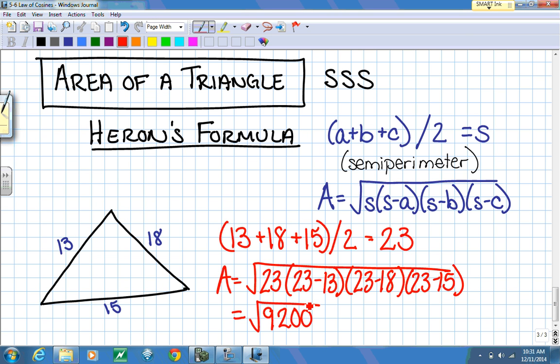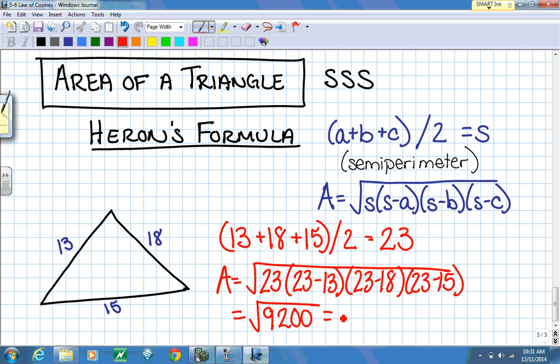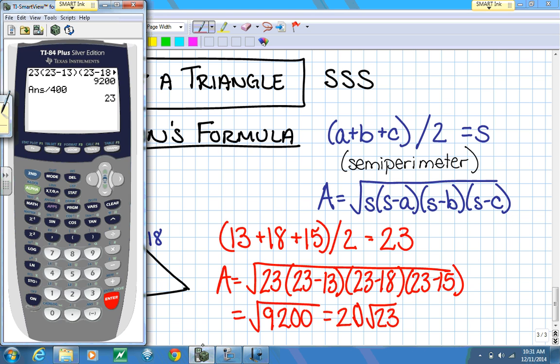And so if we want to go ahead and simplify that, we could either find the exact value of it. Here, if I take that value, I divide it by 400, we can simplify our square root here to end up being 20 square roots of 23. Or you could go ahead and find the approximate value of taking the square root of 9,200, which ends up giving us 95.92.